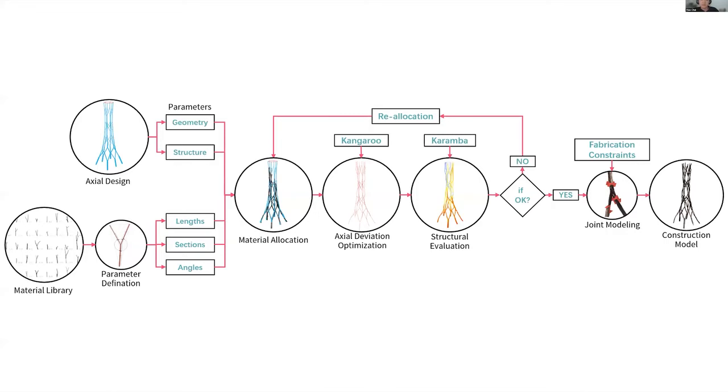After that, the materials are allocated through the evaluation of the compatibility of the material with the target axis lines. The compatibility is evaluated through different parameters, like the length of the element, their sections, and also the angles. After the allocation, they will be checked with other processes like the structural evaluation. If it's not okay, it will be moved back to change some parameters in the allocation process and do a reallocation. If it's okay, it will move on to the next step of joint modeling and the construction process.